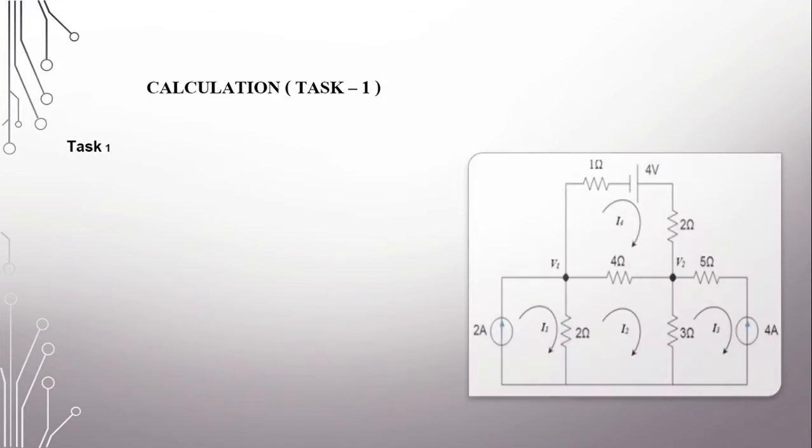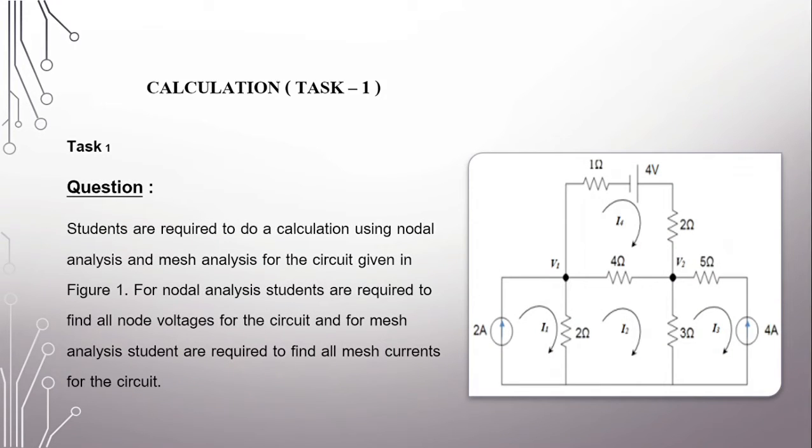Calculation task 1. Question: Students are required to do a calculation using nodal analysis and mesh analysis for the circuit given in figure 1. For nodal analysis, students are required to find all node voltages for the circuit, and for mesh analysis, students are required to find all mesh currents for the circuit.